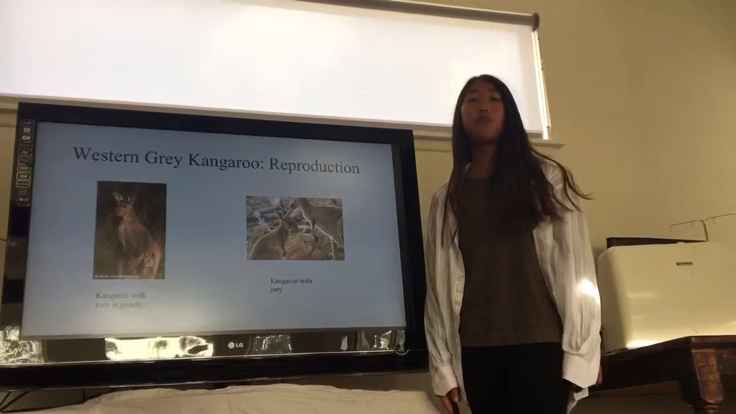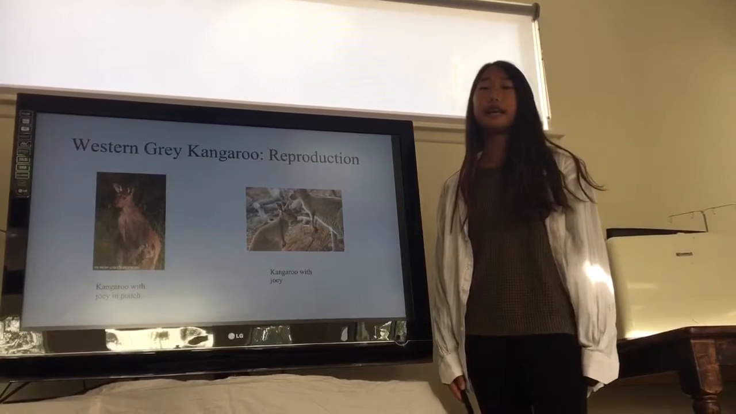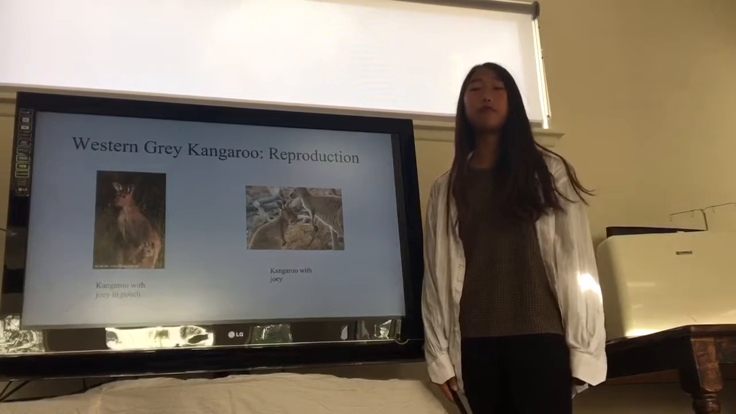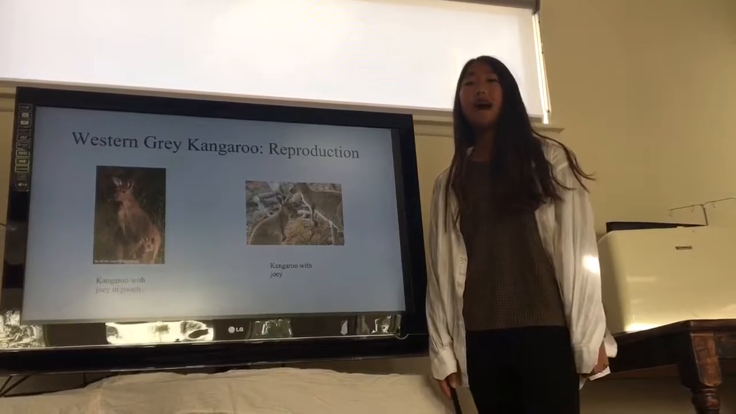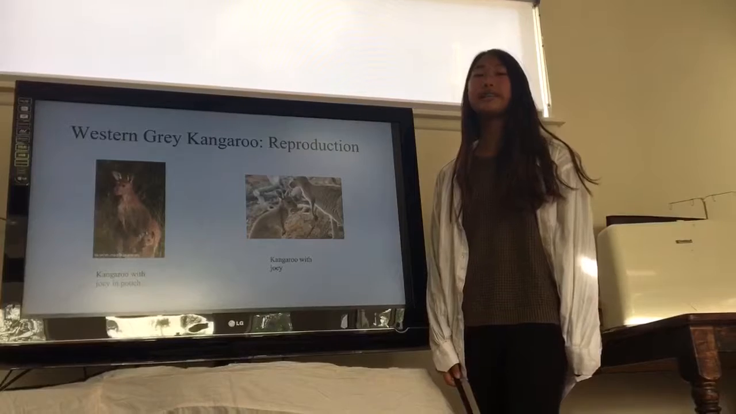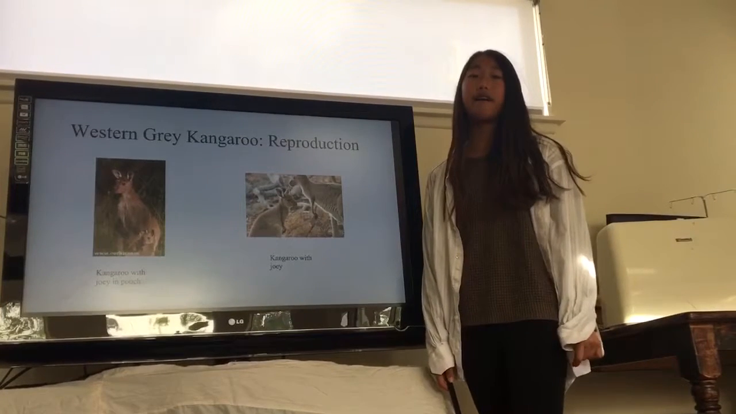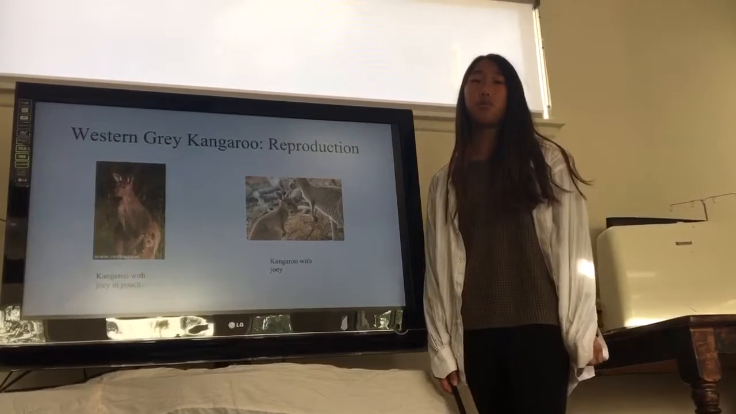When a baby joey is born after being in the womb for 30 days, it attaches itself to one of 4 teats where it sucks milk from its mother for 17 months. After being in the pouch for 280 days, it emerges outside of the pouch and into the world.